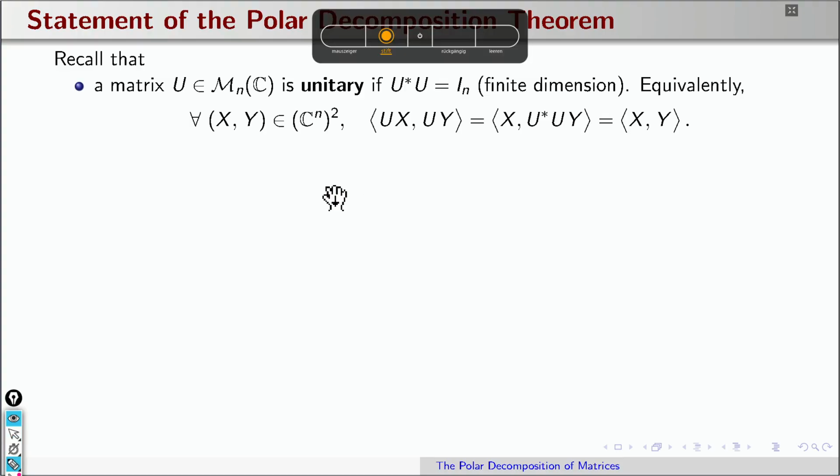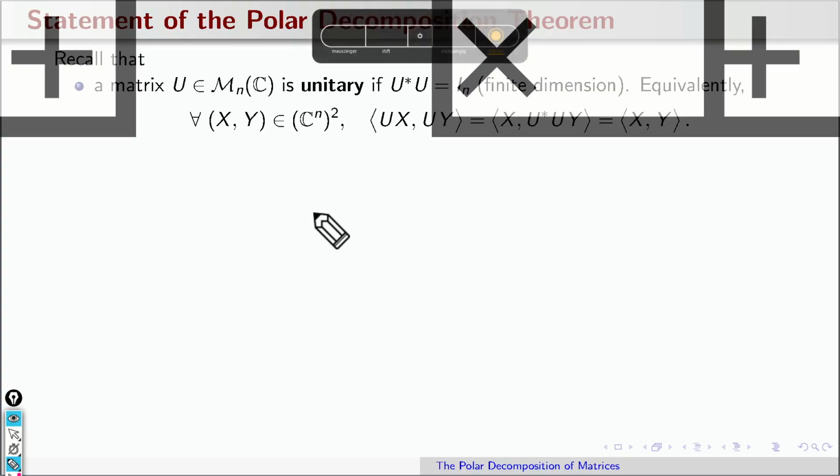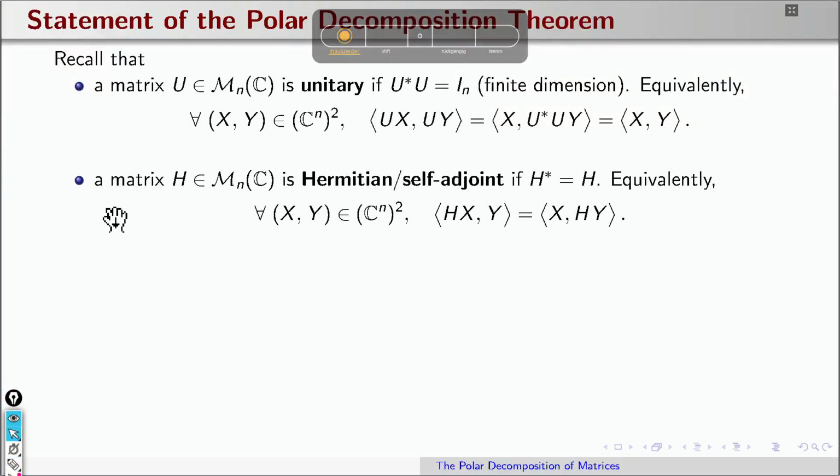Second comment: if you are in an infinite dimensional space, you will have to add the condition that U adjoint equals the identity. Second notion: a matrix H is Hermitian or self-adjoint if H transpose conjugate equals H.